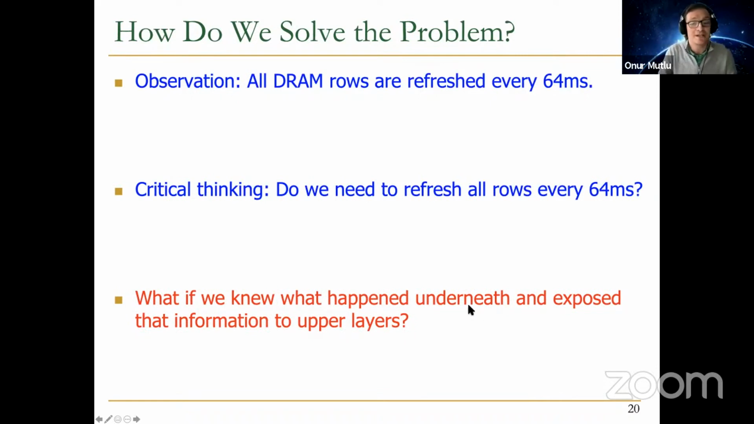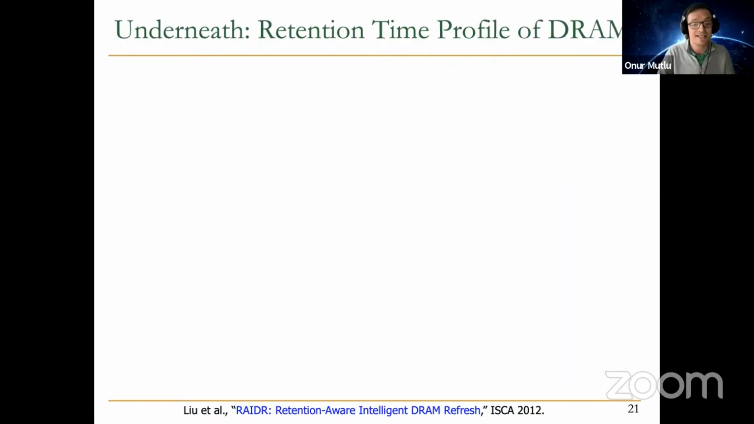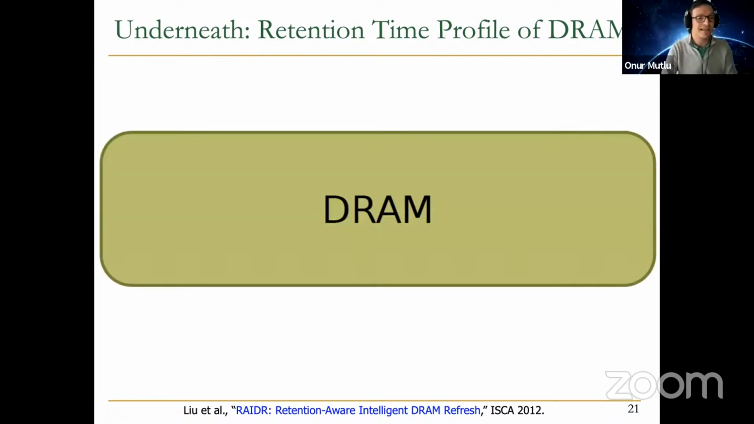Okay, now let me go into one potential idea, basically. What if we knew what happened underneath inside the DRAM chip and exposed that information to upper layers? Basically, what happened for each DRAM row or DRAM cell, let's say. Okay, so let's take a look at underneath. This is a data retention time profile of DRAM. So you can represent DRAM as a set of cells. Let's say in an 8 gigabit DRAM chip, you have 8 billion of these bits.